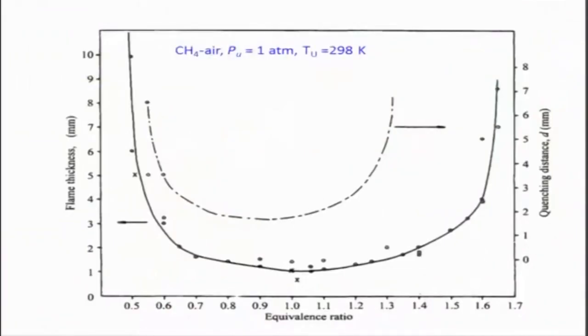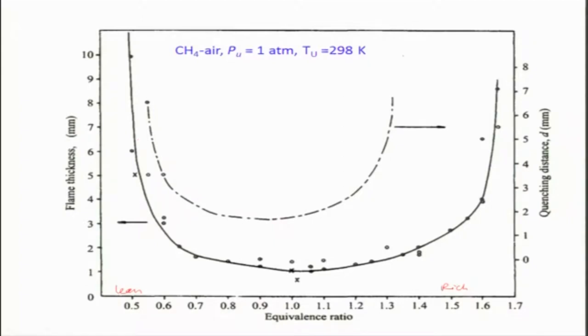So, let us look at some experimental data for that. If you look at this, the flame thickness and the quenching diameter are plotted versus equivalence ratio. Around equivalence ratio 1, there is a little shift, but it has the minimum quenching diameter, right. As you go towards the rich mixtures and the lean mixtures, this is the lean side, this is the rich mixture side, the quenching diameter increases. Why? Because the laminar burning velocity is decreasing.